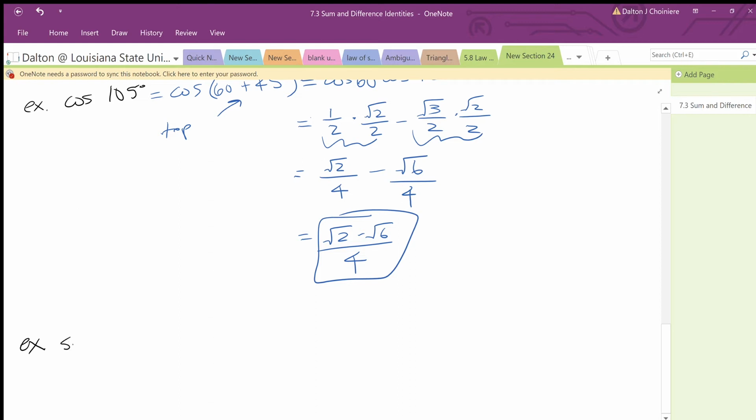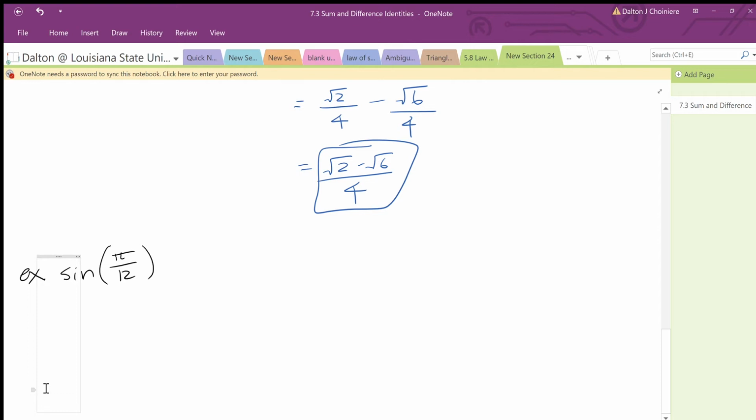What if I ask you for the sine of pi over 12? Pi over 12 is not on your unit circle. Now, if you're good with fractions, remember the goal is to try to write this as a sum or a difference of angles that you do know on the unit circle. If your unit circle is in terms of fractions and you understand them, you may know that pi over 12 can be the same thing as pi over 3 minus pi over 4.